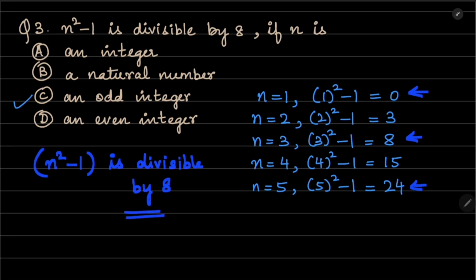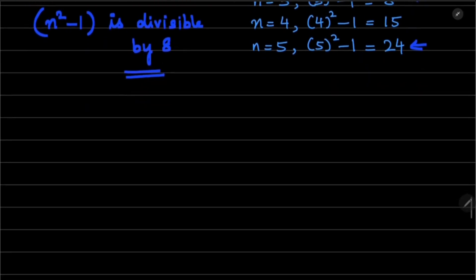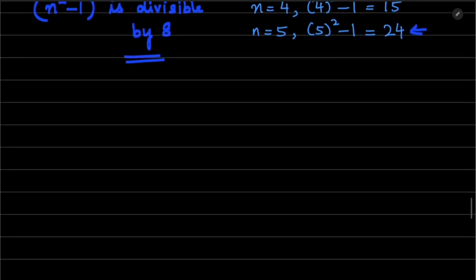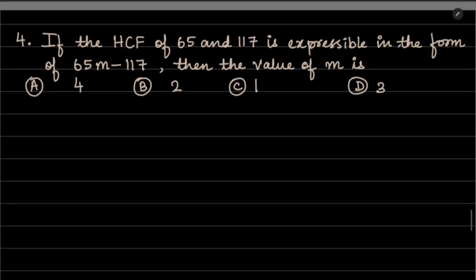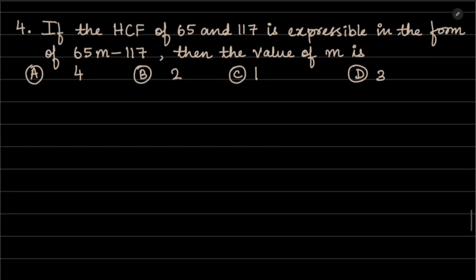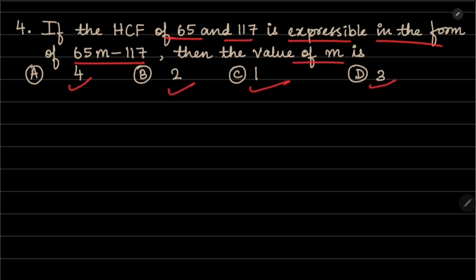Okay, moving on to the next question. The fourth question. The question is, if the HCF of 65 and 117 is expressible in the form of 65m minus 117, then the value of m is 4, 2, 1 or 3. You have to check it.